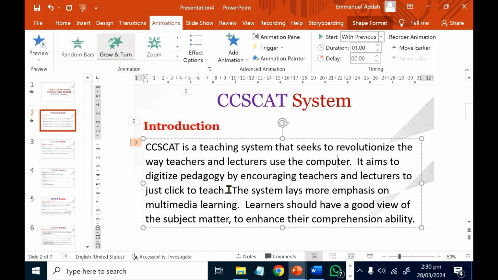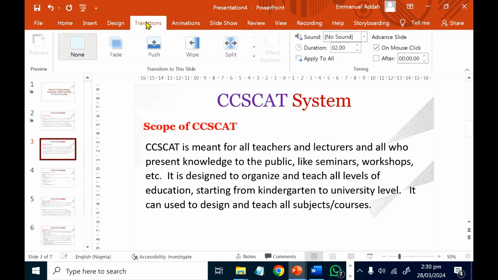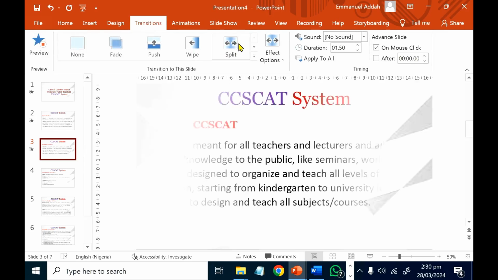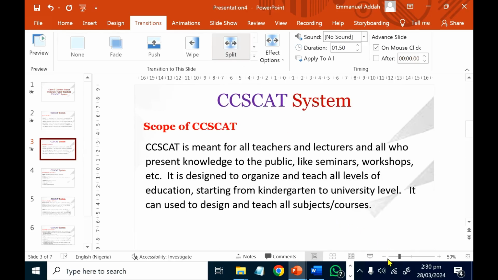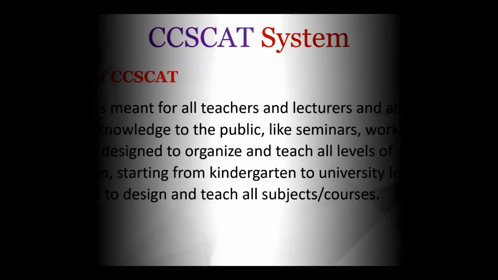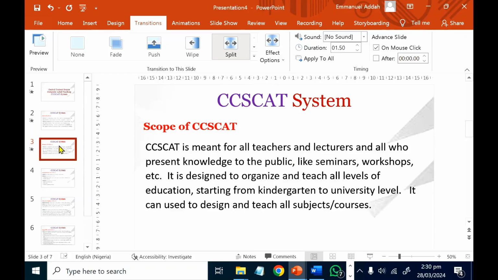Let's remove that. Let's check this one. Let's check this slide out. Scope of CCSCAT. Okay. Go to transitions. Then let's put white. This is split. Let's put this split. Split. See it? It's done it. Yes. It's done it. Can we test it? Just click on this here. Good, that's it. We didn't animate the text, that's why it's like that. So do the same thing for all of them.